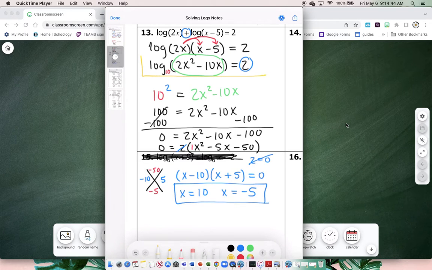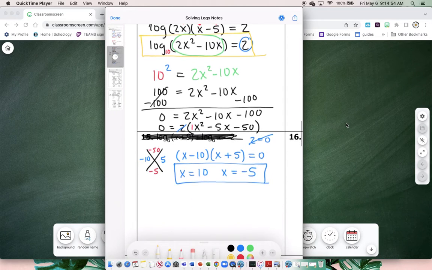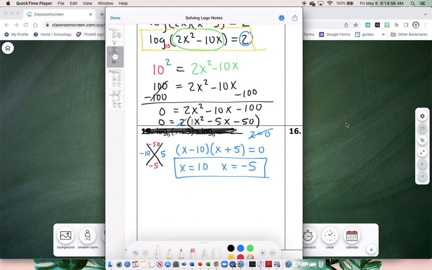I'm going to circle or box it out in yellow. That equation that I boxed out in yellow is my simplified one. Let's plug in both the 10 and the negative 5, and let's make sure that we get it equal to 2. Why 2? Because do you see that on the right side? It's equal to 2. Okay, so I'm going to put log of 2. We're going to check 10 first. 10 squared minus 10 times 10. Lots of 10s there. And let's make sure that's equal to 2.